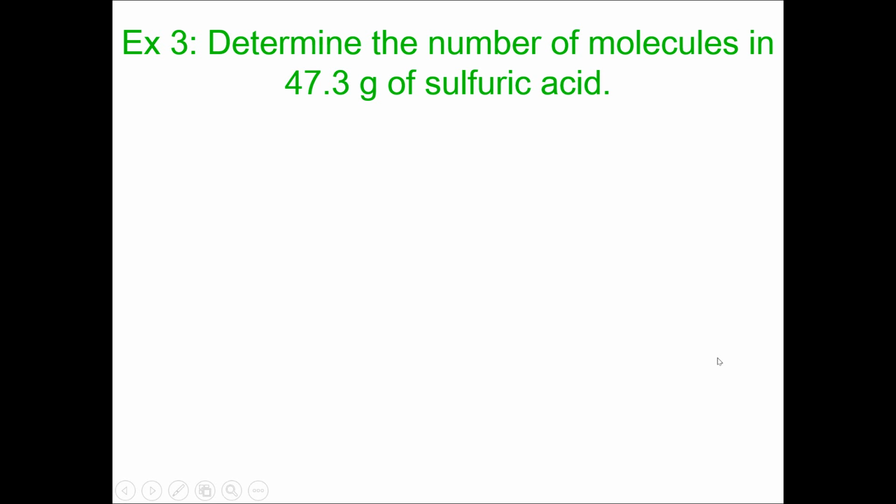Next example, determine the number of molecules in 47.3 grams of sulfuric acid. I do not have a formula for sulfuric acid given to me in this problem, but I might memorize the formula for it, or I can remember that if you ate something icky, you might get the itis. So sulfuric must have been formed from sulfate, and the formula for sulfuric acid is H2SO4. Here's our given, 47.3 grams of H2SO4.